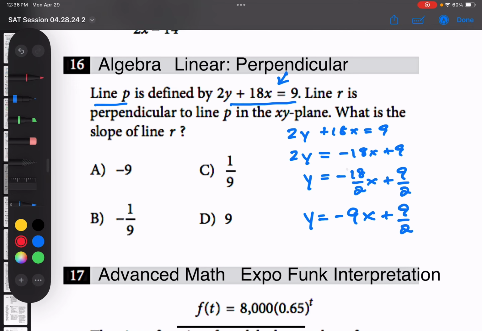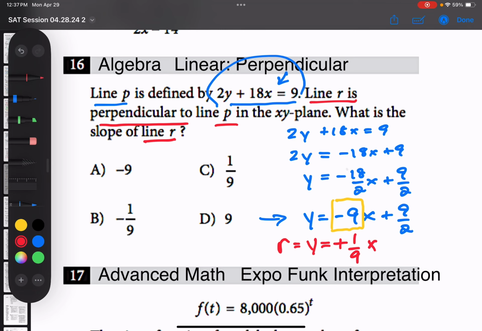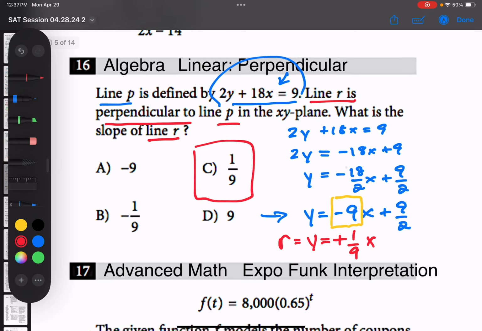Bang! So now they're telling us there's another line. We just solved line P. Line R is perpendicular to line P. What is the slope of line R? When you're going to do perpendicular, remember first we have to take the first formula and solve for y, which we got right there. Now, line R, which is perpendicular, is going to be y equals what? Whenever you're going to figure out the line is perpendicular to the previous line, we take the slope and we flip it and reverse it. And that's it. So what's your slope got to be? 1 over 9x. Which one shows you a positive 1 over 9? Ding dong, that witch is dead.